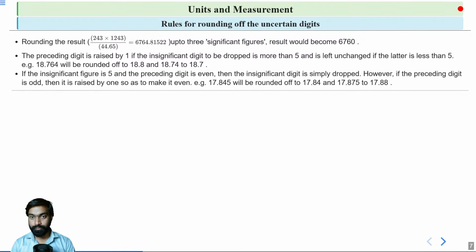Let's see case two: the preceding digit is odd. If the digit preceding 5 is odd, like 1, 3, 5, 7, 9, then the odd digit is increased by 1 to make it even. For example, 17.875 needs to be rounded off. Here the insignificant digit is 5. The digit preceding is 7, which is odd, so 7 will be increased by 1 to 8. Therefore the number will be 17.88. Clear?